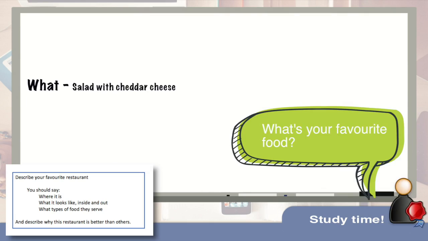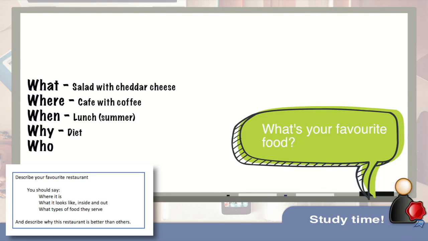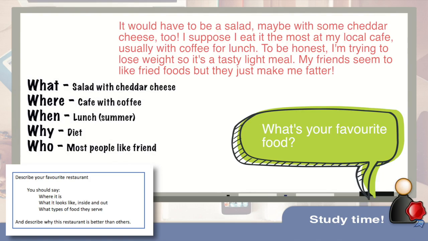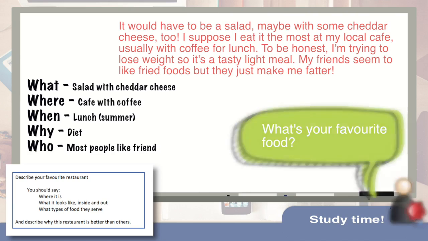And here are some notes that I've made for the question, of course using the 5 W's. And here is my response. It would have to be a salad, maybe with some cheddar cheese too. I suppose I eat it the most at my local cafe, usually with coffee for lunch. To be honest, I'm trying to lose weight, so it's a tasty light meal. My friends seem to like fried food, but they just make me fatter.